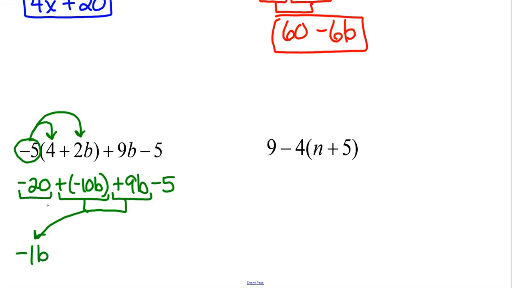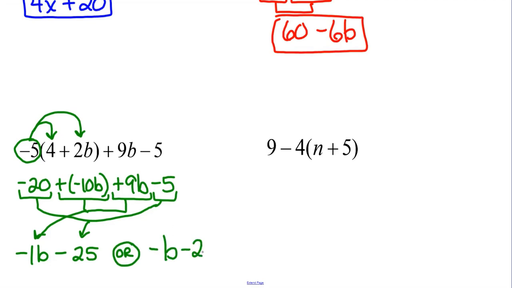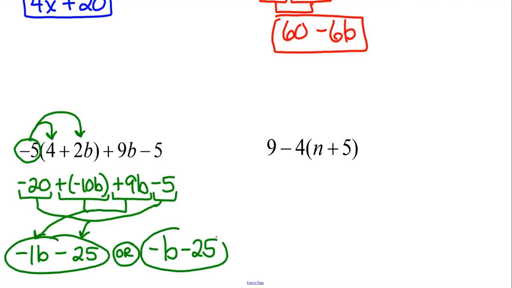And then I have negative 20 minus 5. Again, paying attention to those signs in front. Negative 20 minus 5 is negative 25, so that would be minus 25. So I have negative 1b minus 25, or remember when we have that negative 1 coefficient, it's not necessary. Negative b minus 25, either one of these would be correct.